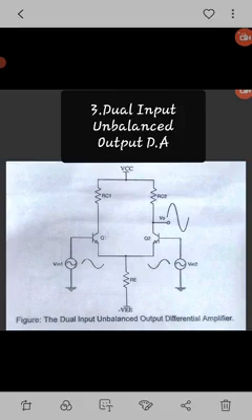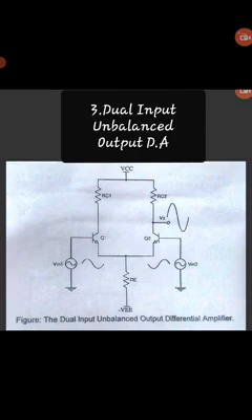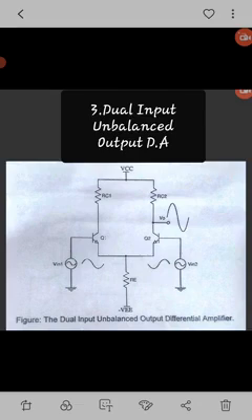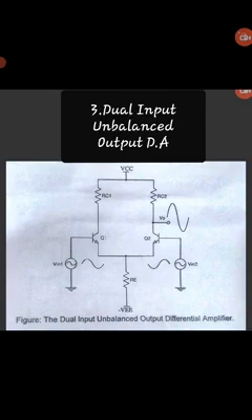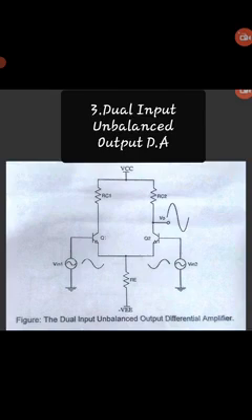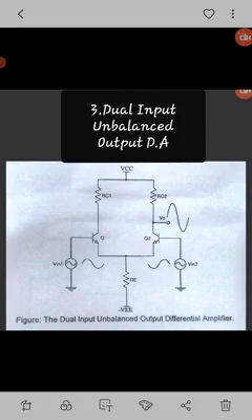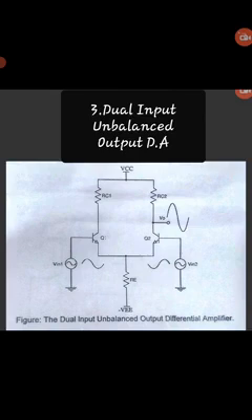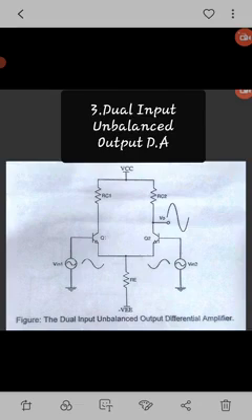In that, one transistor is the emitter follower and the other is the common emitter configuration or amplifier. The amplified version of the difference in both signals, phi in 1 and phi in 2, will be available at the output. The voltage gain is half the gain of the dual input balanced output differential amplifier.